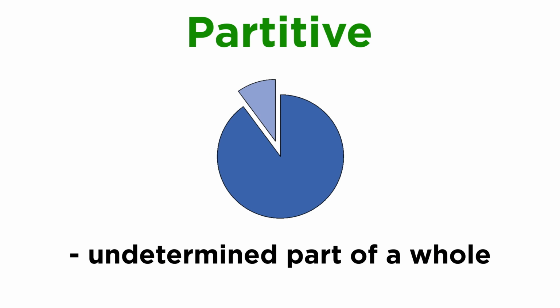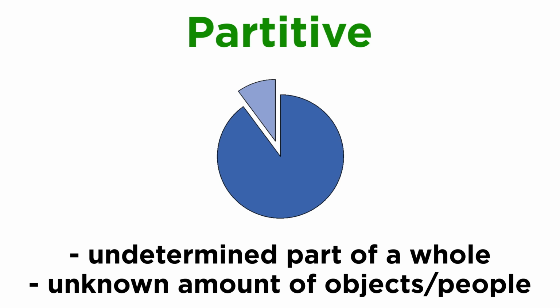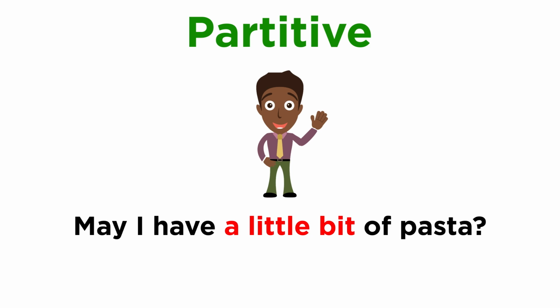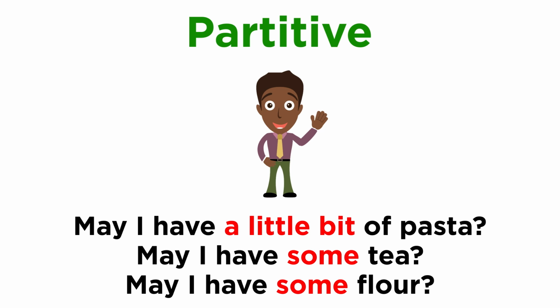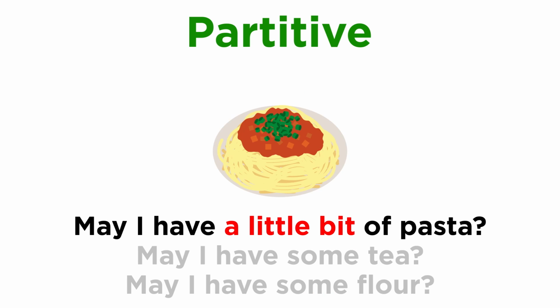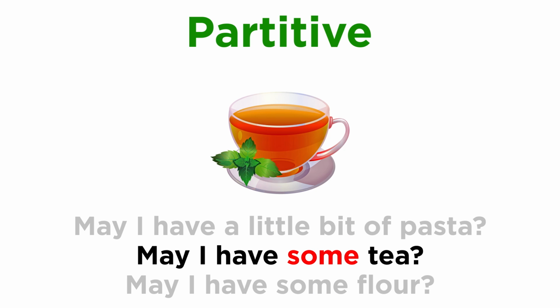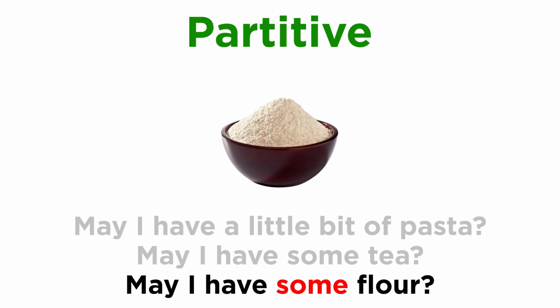Partitive in Italian describes an undetermined part of a whole, or an unknown amount of objects or people. For example, one could say things like, "May I have a little bit of pasta?" or "some tea?" or "some flour?" Now, does this mean half a plate of pasta? A small cup of tea? For the flour, is that a pound?